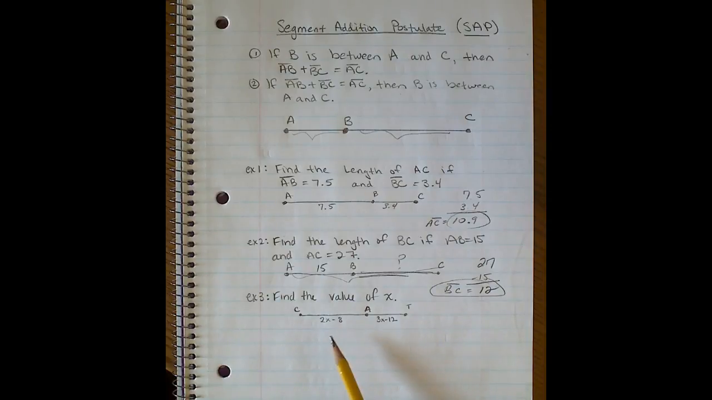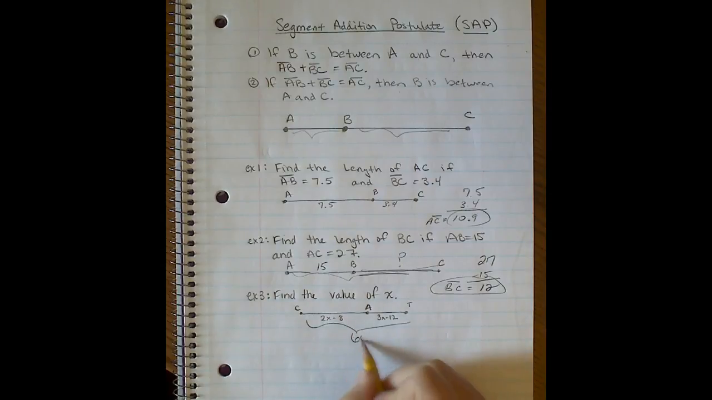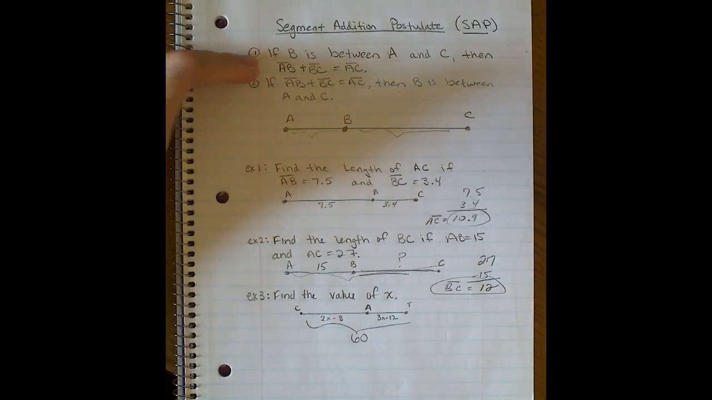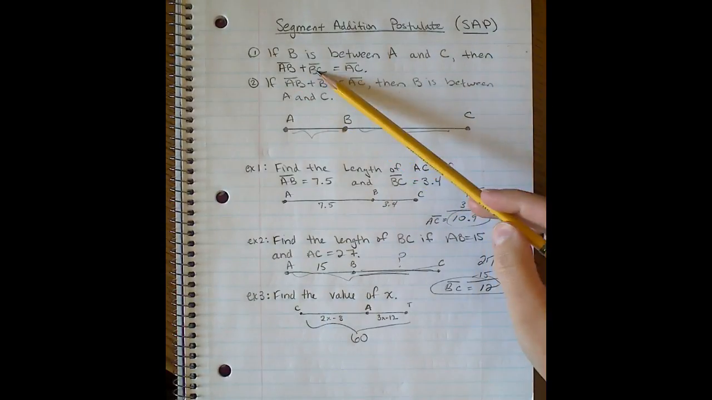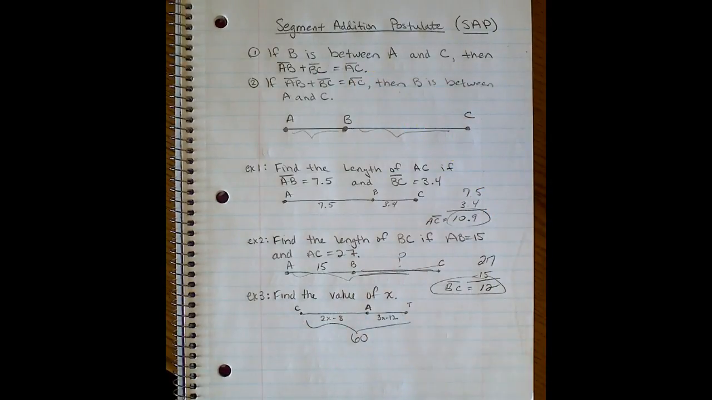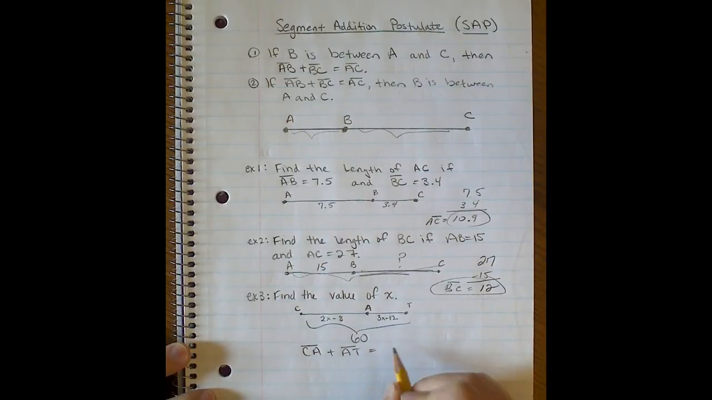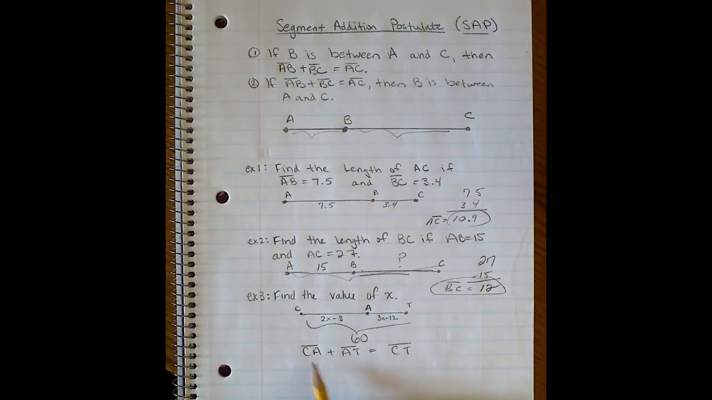So it says find the value of x. It gives me an algebraic expression for CA, gives me an algebraic expression for AT, and I'm going to also tell you that the total length of this segment is 60. So we're going to go back to this idea at the beginning of the video. The two smaller segments added together equals the total. So regardless of the letters in the diagram, that will always work if the middle point is between the two endpoints. So in this case, I have CA plus AT equals CT.